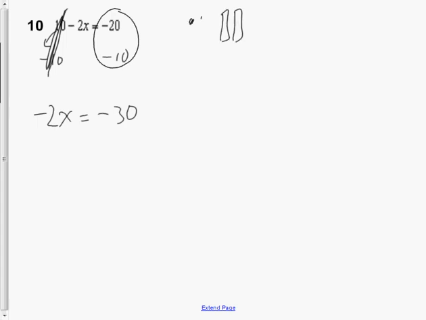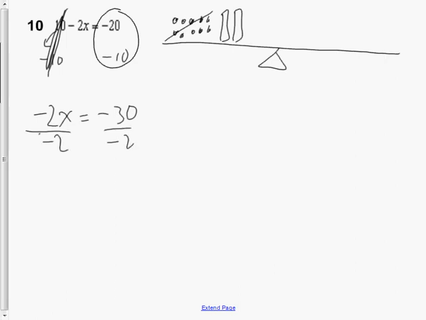So positive 10, I guess I am going to draw it. Positive 10 minus 2x looks like that. And when I get rid of the zero pair, I still have negative 2x. Divide both sides by negative 2, and x will equal a positive 15. Substitute to check. X is positive 15. This would be 10 take away 30, because 2 times 15 is 30, and that would be negative 20.